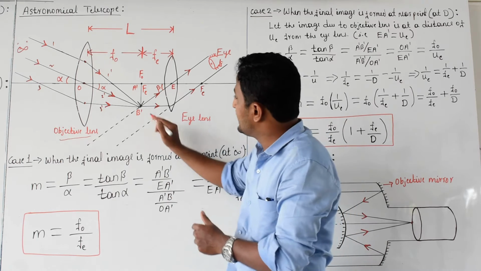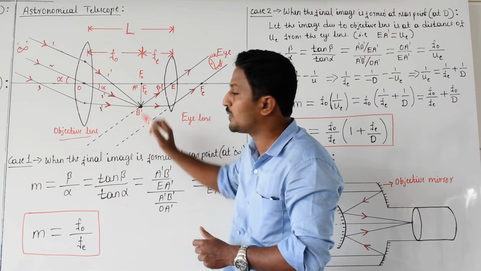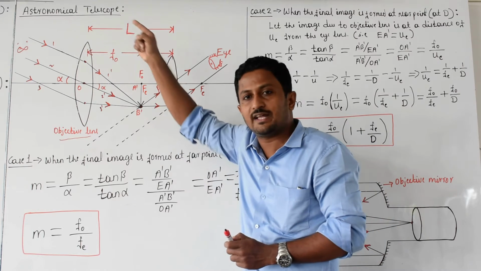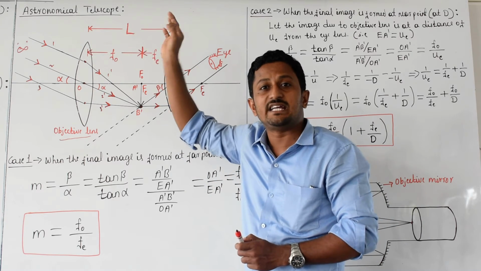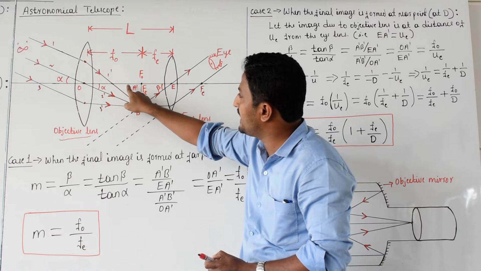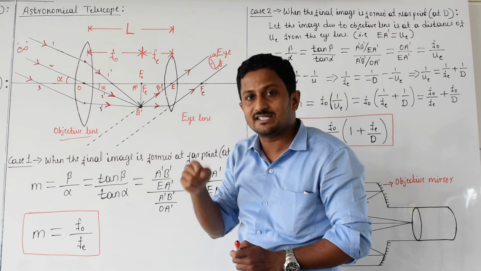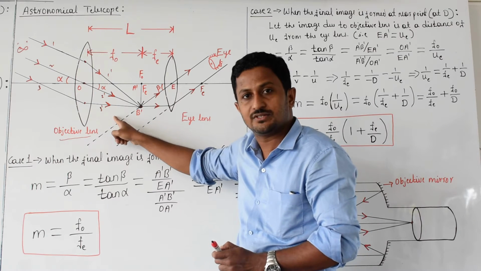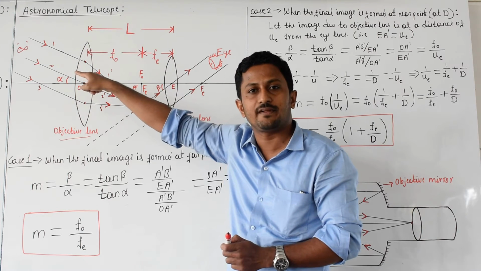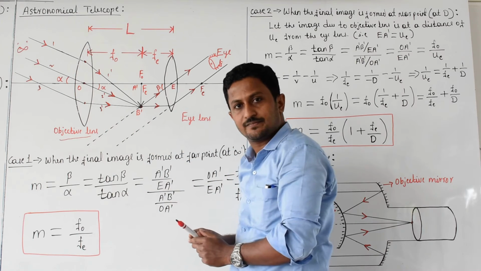They intersect here. They intersect here, which means what? Here they produce the image of that object which is at infinite distance. So I named it A dash B dash. A dash B dash is the image of that object which is at infinity. Getting it? This is the image for the objective lens.